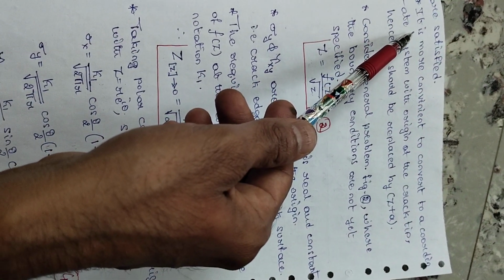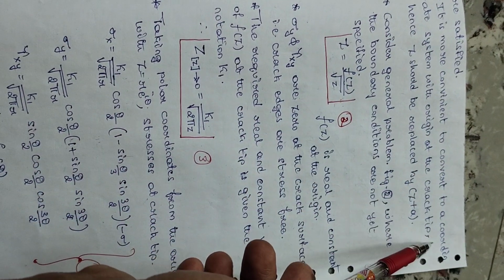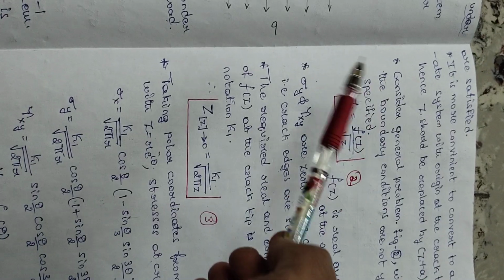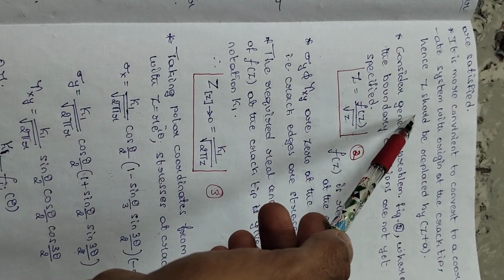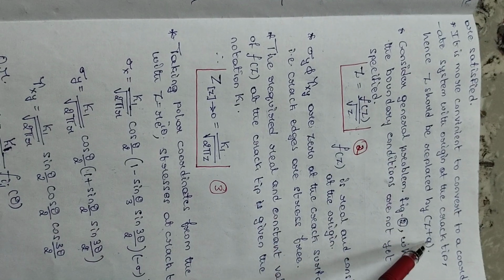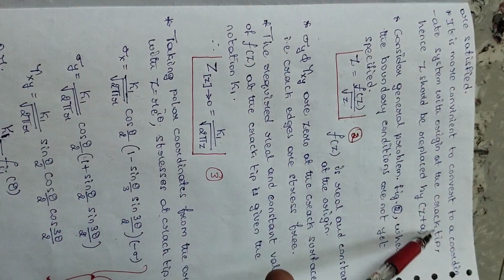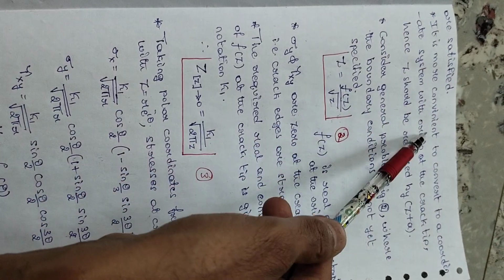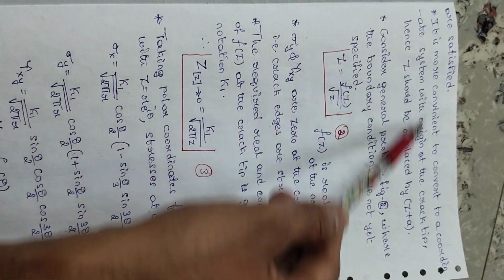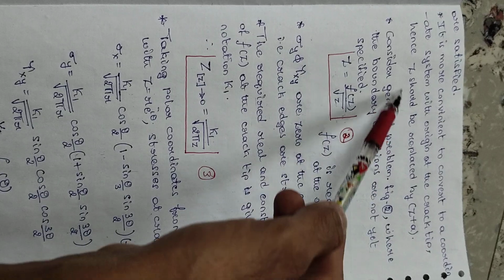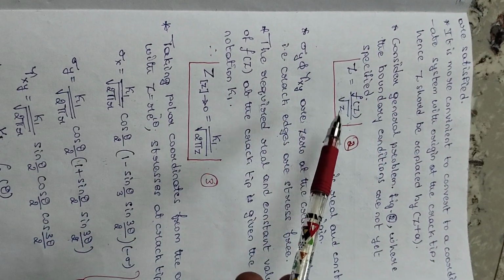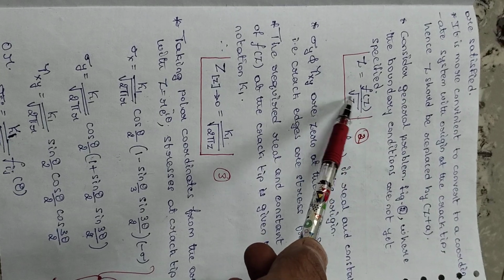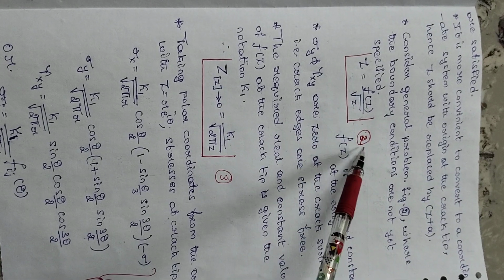And next, it is more convenient to convert to a coordinate system with origin at the crack tip. Origin at the crack tip. Hence, z should be replaced by z plus a. So this is mentioned clearly. This is an important step, so that you can proceed very properly. And then this is phi of z divided by square root of z. This stands for equation 2.